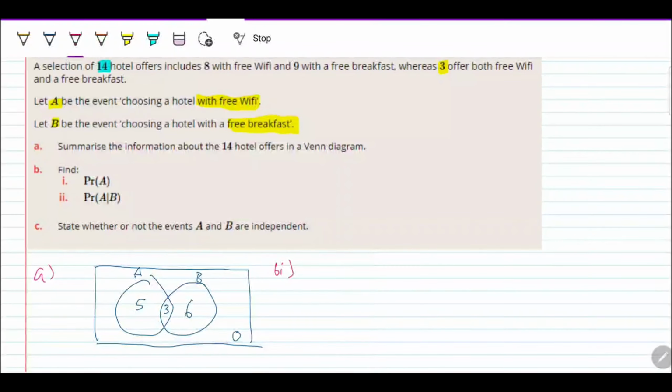In part BI, this is asking us to find the probability of A. So the probability of A is just going to equal 4 over 7 simplified. Okay, so originally it was 8 over 14. This will just simplify to 4 over 7. In part BII, this is going to ask us to find the probability of A given B. To work this out, let's just look at our shaded circle. So we're given B, so only this one here. How much of that belongs to A? That's going to be 3. So the probability of A given B is going to be 3 over 9, or 1 over 3 simplified.